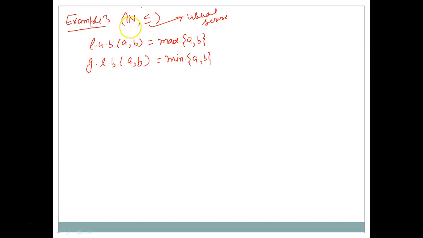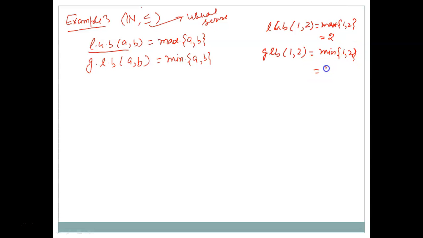Similarly, in the set N of natural numbers, where the less than or equal to sign is in the usual sense, the least upper bound of A and B will be the maximum of these two numbers. For example, the least upper bound of the two numbers 1 and 2 is the maximum of 1 and 2, which is 2. And the greatest lower bound of these two numbers is the minimum of 1 and 2, which is 1.